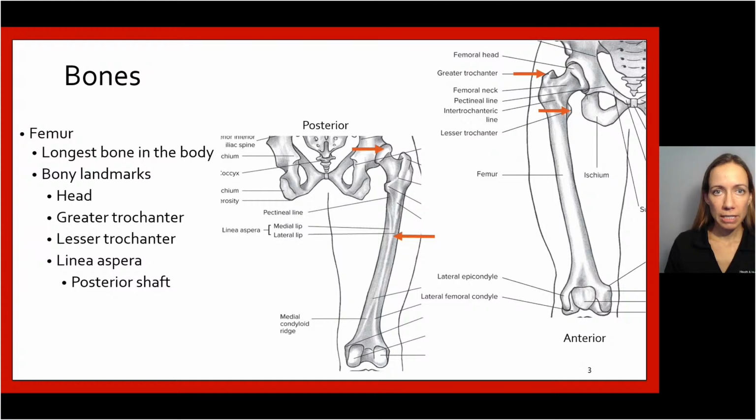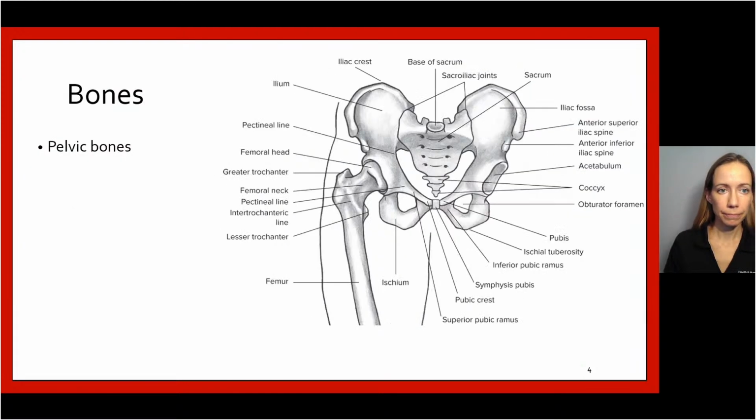And then on the posterior shaft of the femur is the linea aspera. And each of these bony landmarks are going to be important places of muscle origin and insertion.